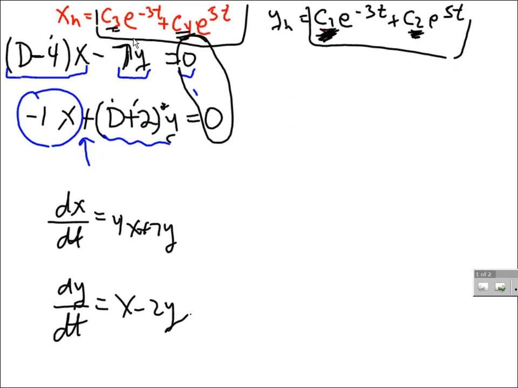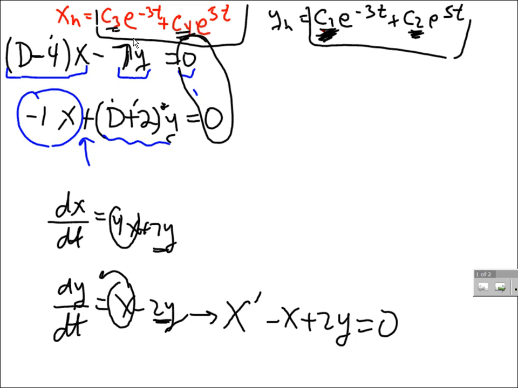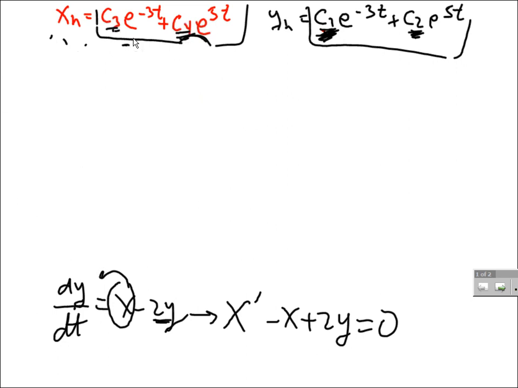In fact, I'll use the bottom one only because the numbers are smaller. You don't have to multiply x by anything like you do up here. And here you just have to double y, not multiply it by 7. So what I get is x prime, bring that over, minus x plus 2y is supposed to equal 0. And I'm going to use the x and y at the very, very top to do this.